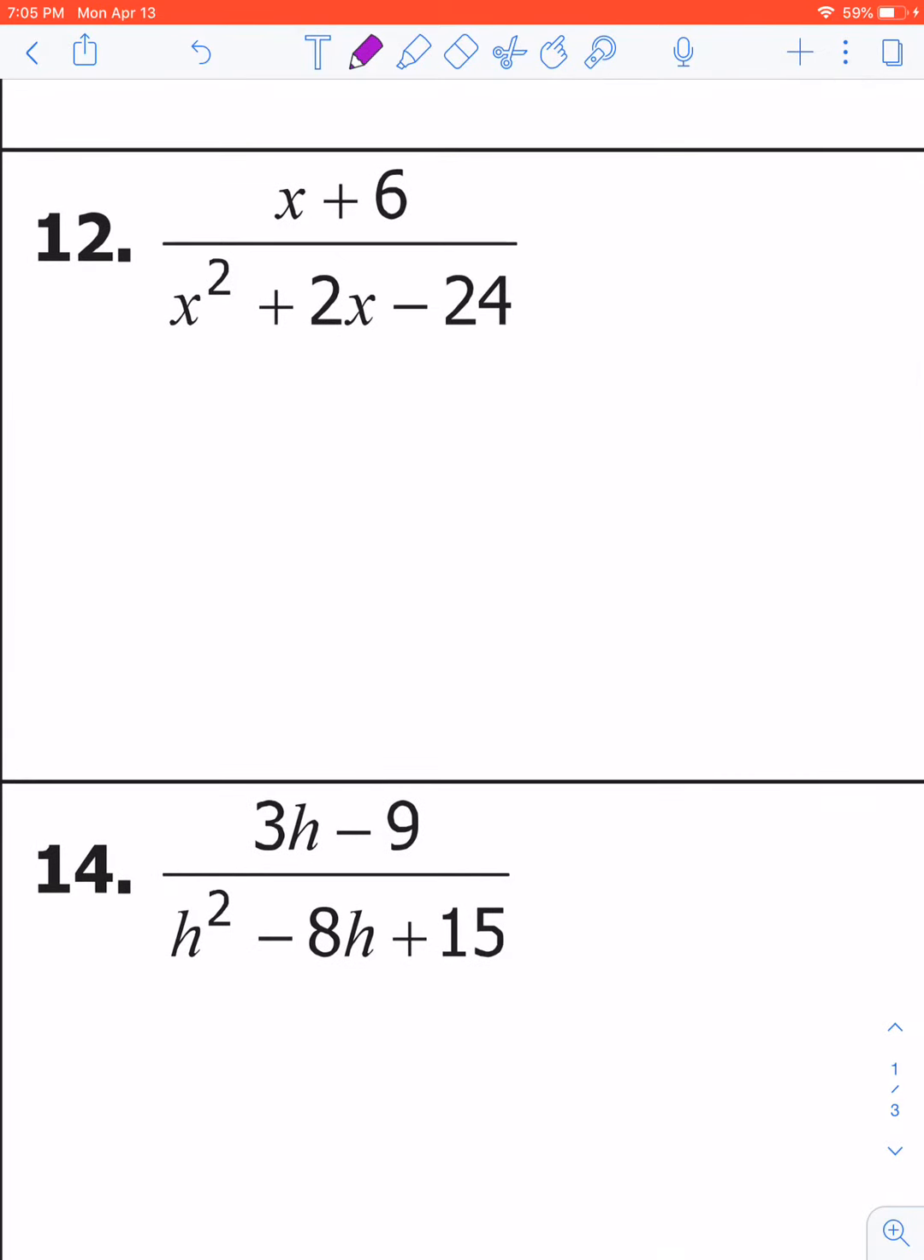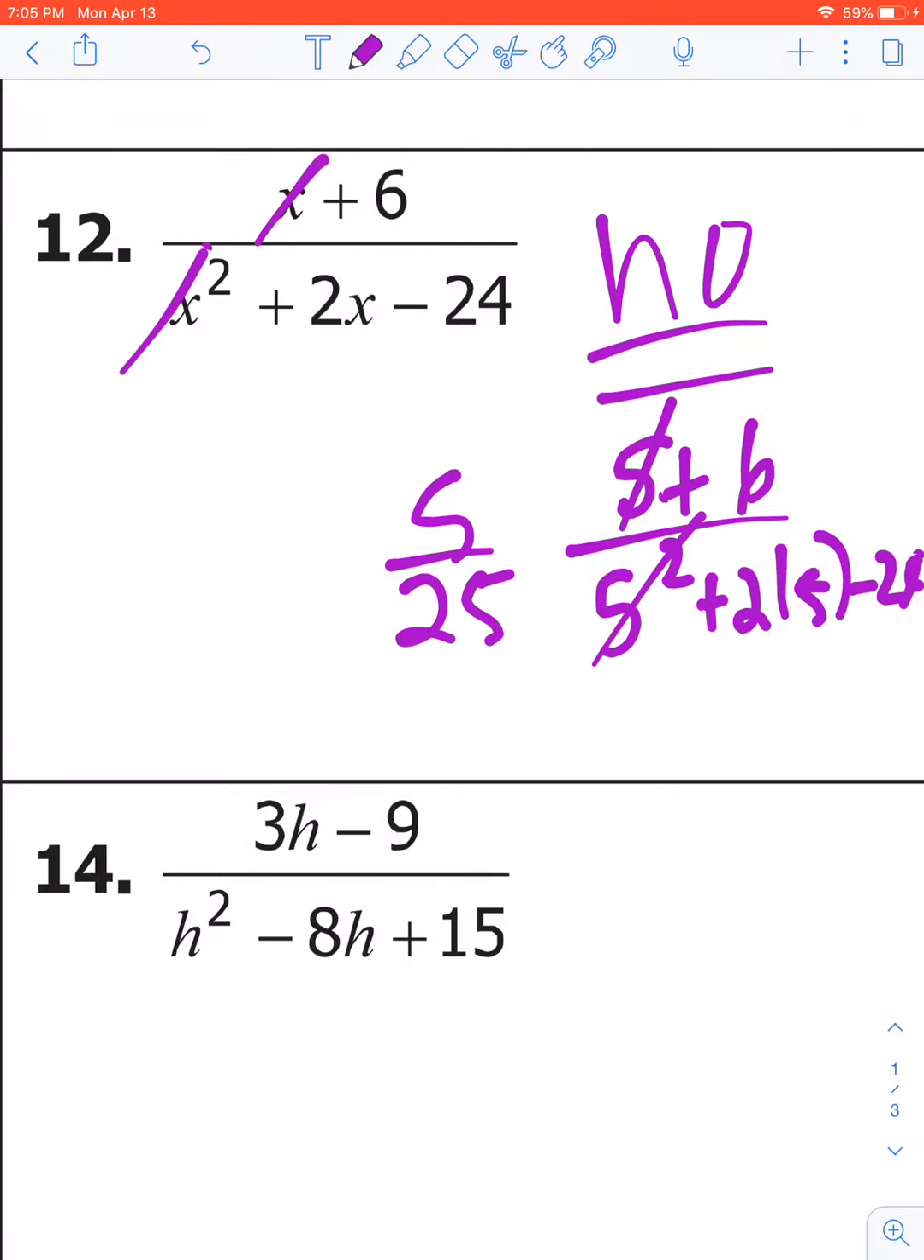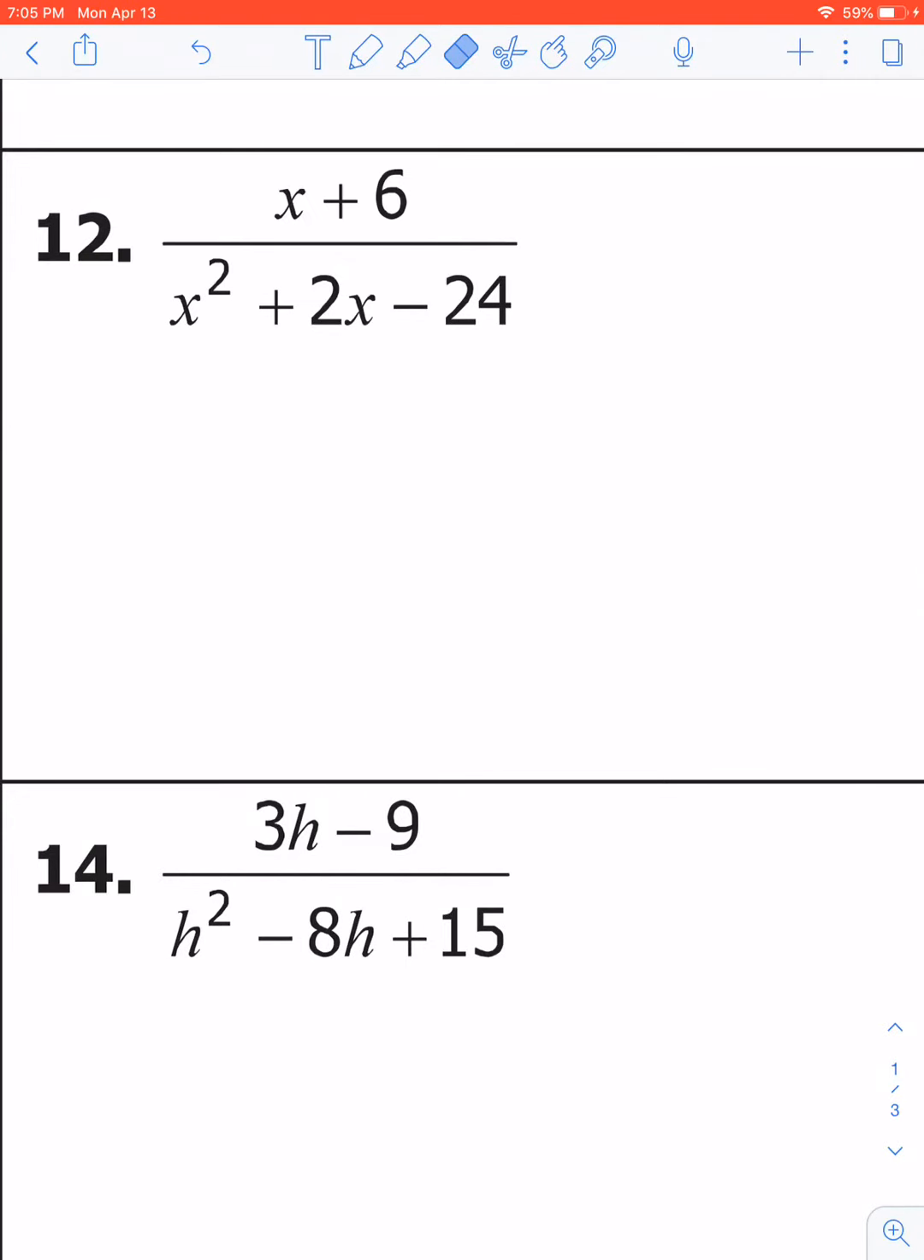Number 12. Again, resist canceling that. That is incorrect. That's like saying 5 plus 6 over 5 squared plus 2 times 5 minus 24. You guys, those don't cancel. 5 over 20, does that make sense? That does not cancel correctly. It's not the same. So what do we do? We factor, and then we cancel.